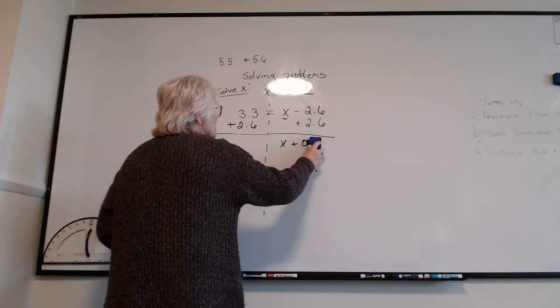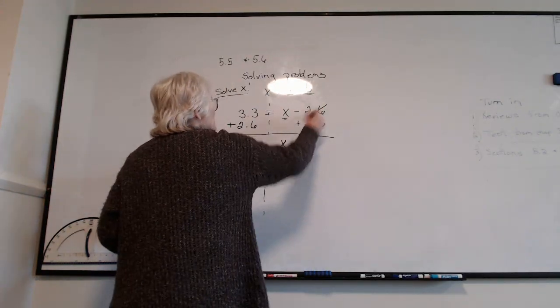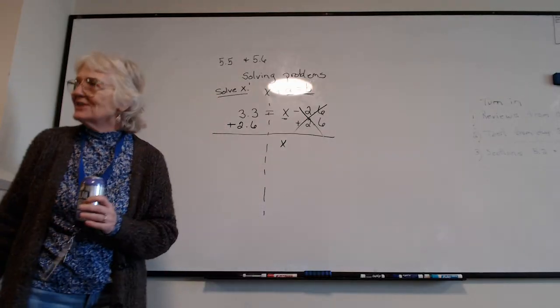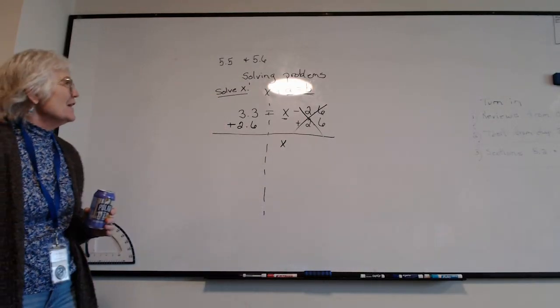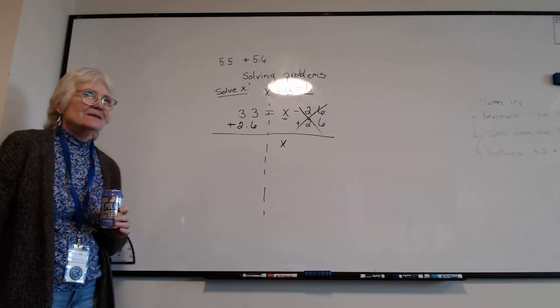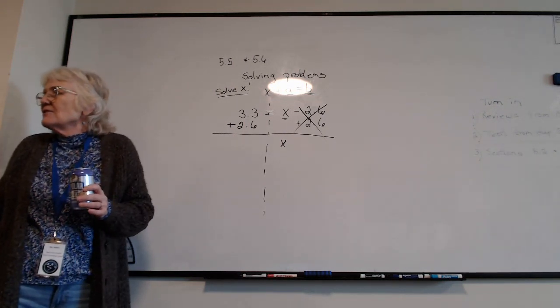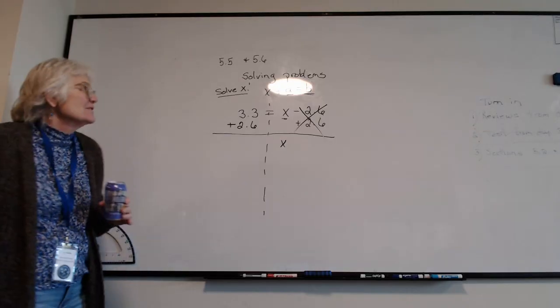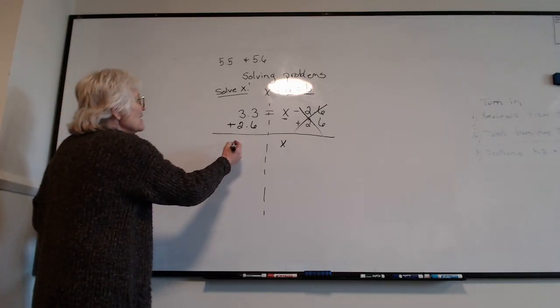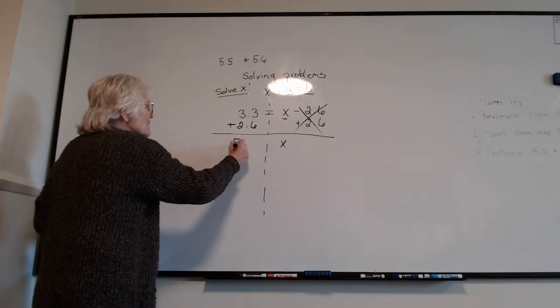You'll learn right away that you don't need to write it. What I normally do is go like that. Those cancel each other out, and so I have x all by itself, because positive 2.6 and negative 2.6 are 0. They cross out. They cancel each other. So that means I just add. So we add this, we get 5.9.